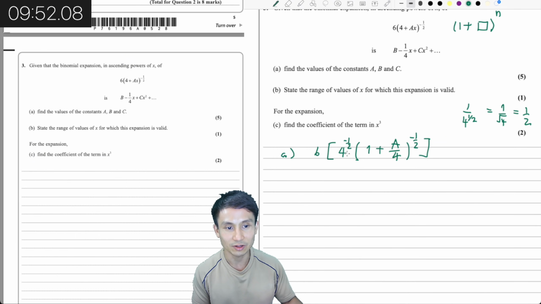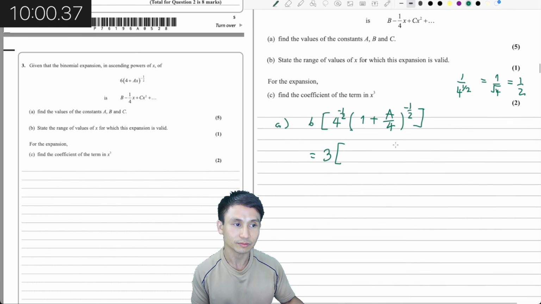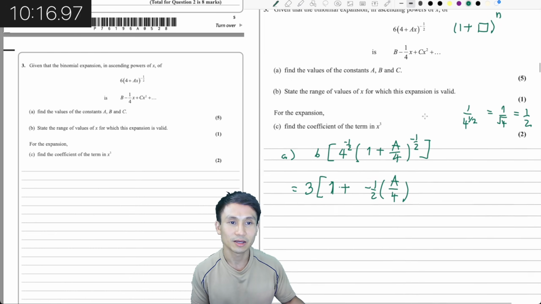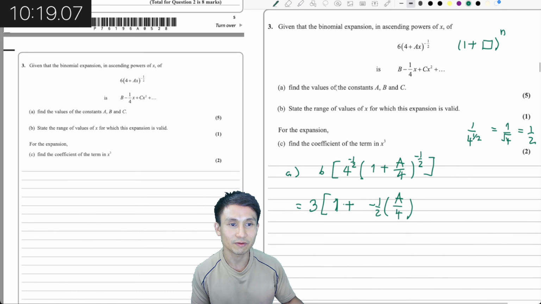You multiply this 1 over 2 here with 6, you get 3. So that's 3. And then now we can do the binomial expansion, right? So the formula goes like, you're going to have 1 for the first term. Yeah, so 1, and then plus nx. So n is minus 1 over 2. And then x is a over 4 in this case. Let's find the values of constants a, b, and c.